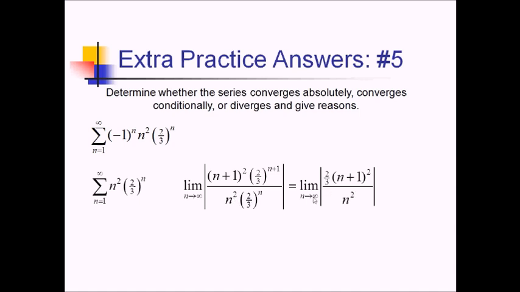Now, as n approaches infinity, this plus 1 is going to go away, so you just have essentially an n squared over an n squared, which cancels, and we just have this 2/3 that's left over. So 2/3 is less than 1. That means this is going to converge absolutely by the ratio test.